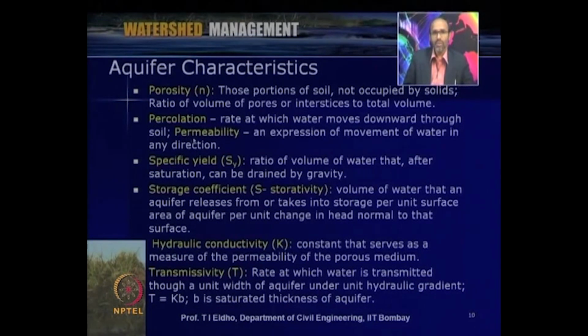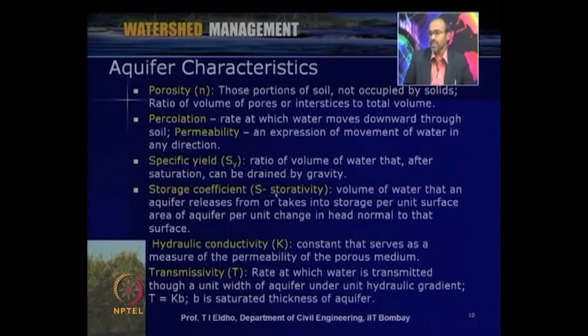And then another important term is permeability. Permeability is an expression of movement of water in any direction. Percolation we generally mention as downward movement, but permeability means it can be in lateral directions also. And then, as far as aquifers are concerned, there are terms like specific yield, which we especially mention for unconfined aquifers. It is the ratio of the volume of water that, after saturation, can be drained by gravity. That is the definition of specific yield.